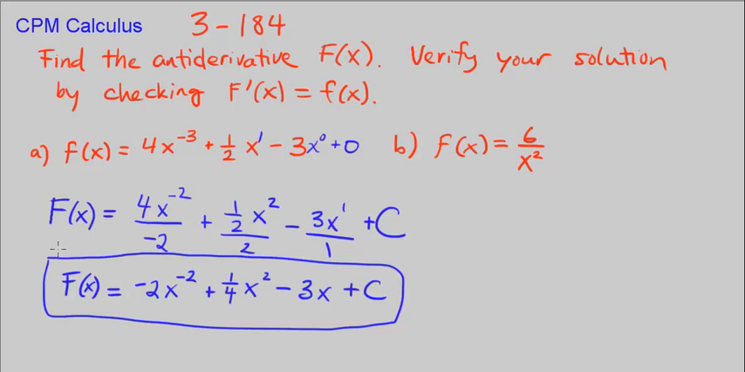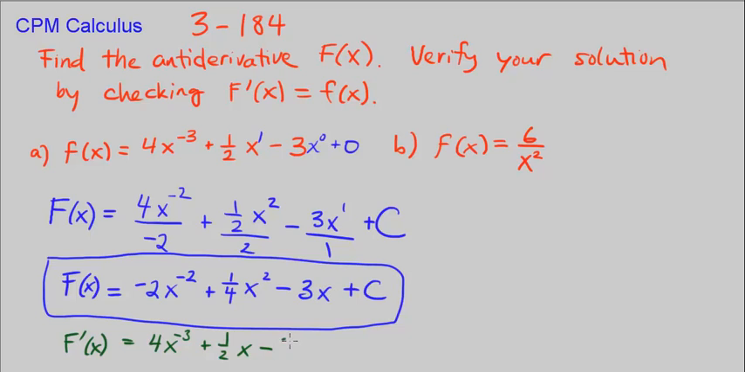And let's check our answer by taking the derivative of big F of x. So now we're going to use the power rule, bring down the exponent. Negative 2 times negative 2 is positive 4. X, subtract 1 from that, makes it negative 3. Plus, bring down the exponent. 2 times 1/4 is 1/2. Subtract 1 from the exponent is just 1.